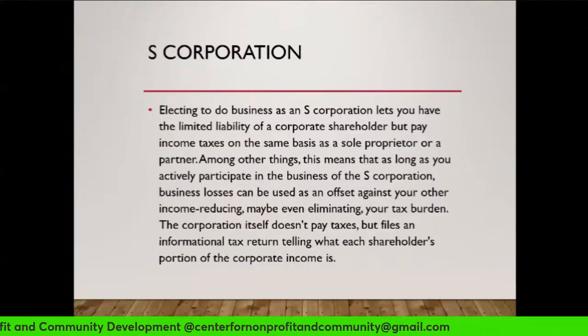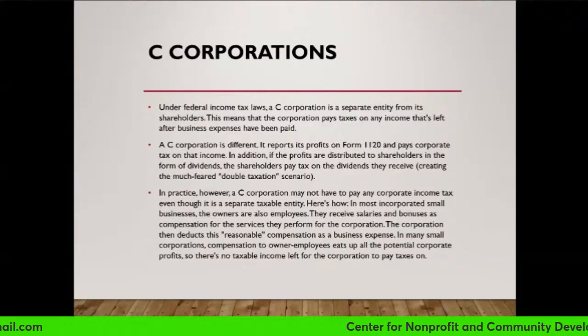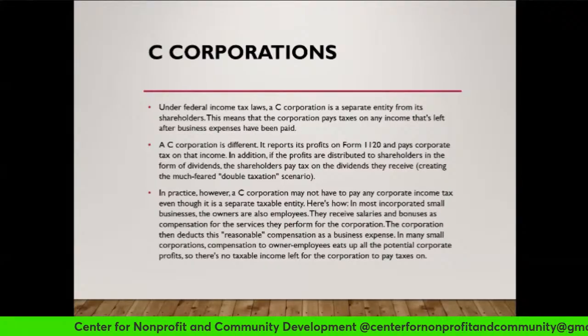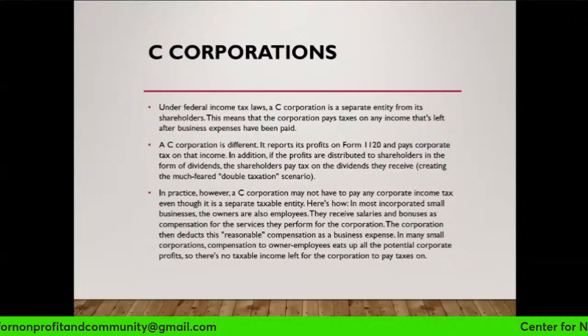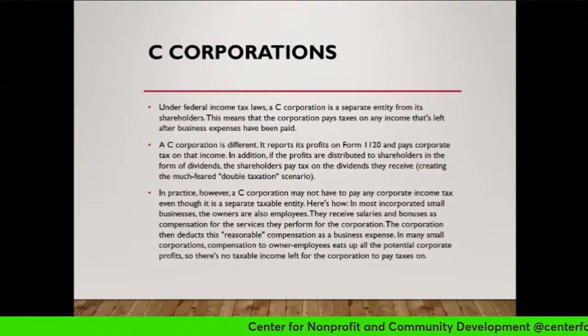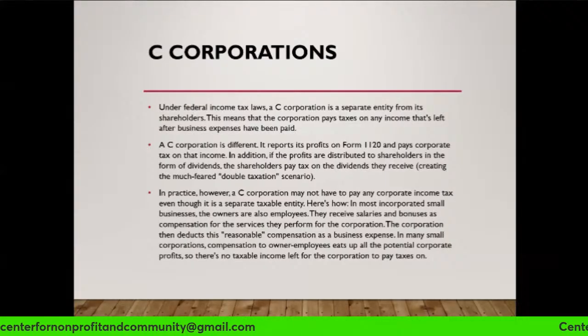We talked about the S corporation; now the C corporation. The C corporation under federal income tax law is a unique entity from its shareholders. It means that the corporation has to pay taxes on any income that's left after business expenses have been paid. So you can actually be taxed two ways, and they call it the double taxation scenario. As a C corporation, you can be taxed in terms of the corporation, and then the individual shareholders also can be taxed.